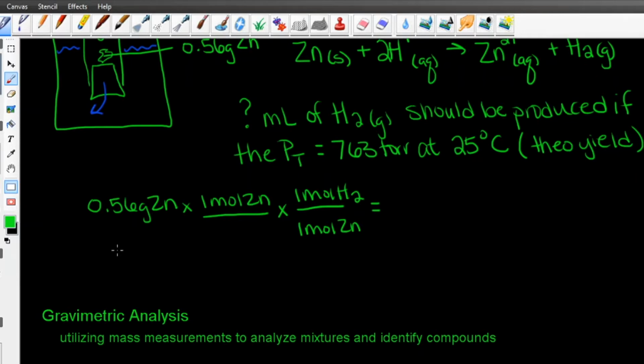What is my molar mass of zinc? So you guys, this is why I ordered that periodic table for my office, but it's too big. So now I'm stuck looking up stuff on my phone. 65.4.